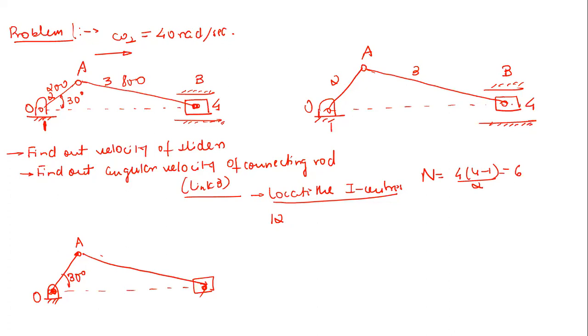Now just tell me the names of those IC centers. Quickly: 1, 2, then 1, 3, then 1, 4, then 2, 3, 2, 4, and 3, 4. See, this is very easy. Just try to name all those IC centers in this way: 1, 2, 1, 3, 1, 4, 2, 3, 2, 4, and at last 3, 4. This is very easy, right? Now let us see which IC centers are known to us.